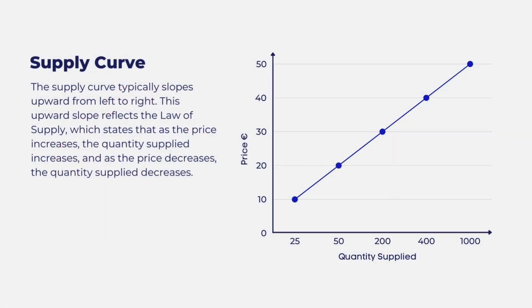To illustrate supply, we use something called the supply curve. The supply curve typically slopes upward from left to right to reflect the law of supply. Businesses use a supply graph to see how different prices affect how much they are willing to produce and sell. This helps them decide on pricing strategies, plan production levels, and manage their resources effectively.